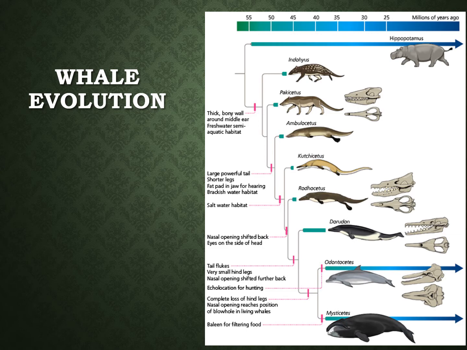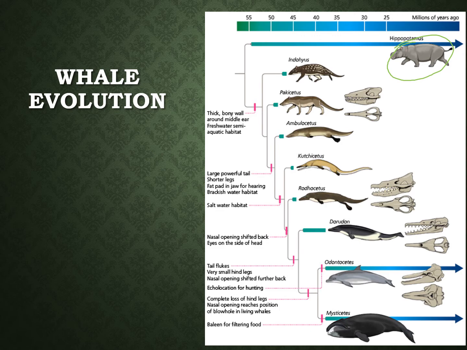Okay, so we're going to take a second here to look at whale evolution. Whale evolution starts with a common ancestor with the hippo. You can see the hippo here continued to evolve and branch off. Then we have some presumably extinct organisms.